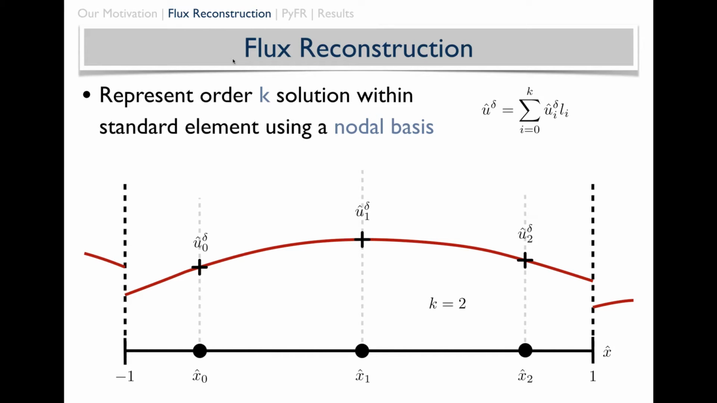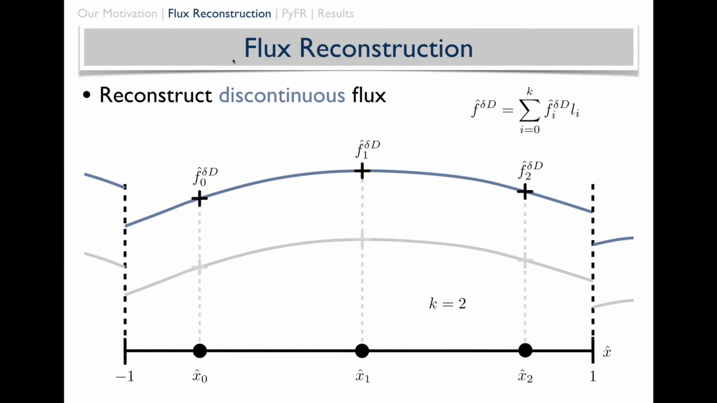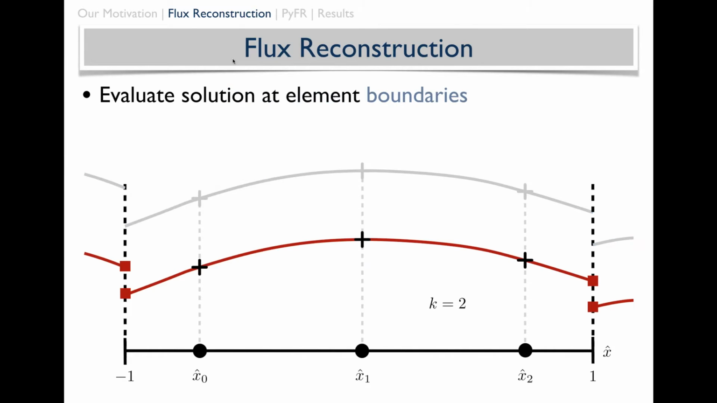Once we have this representation of the solution, the next stage in flux reconstruction is to construct a representation of the flux that we're going to use to update this solution in time. There's various steps to this. The first one is to build what we call a discontinuous flux inside each element, also of degree k, based on values of the flux at each solution point and using the same nodal basis we use to construct the solution.